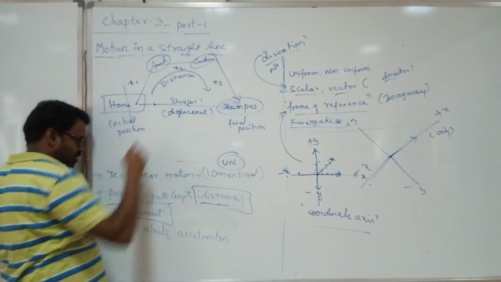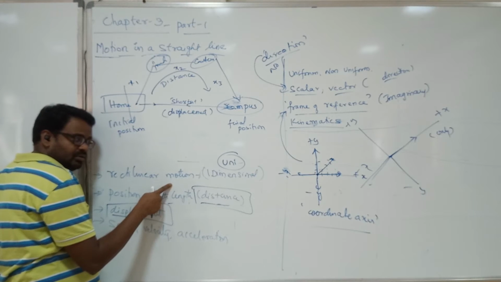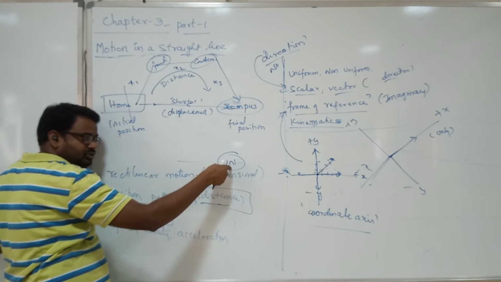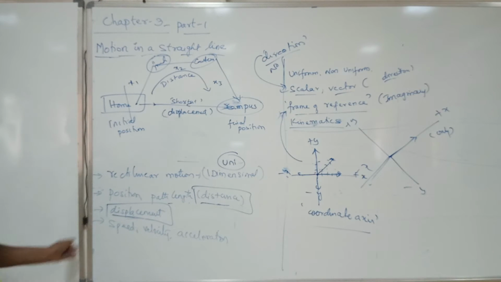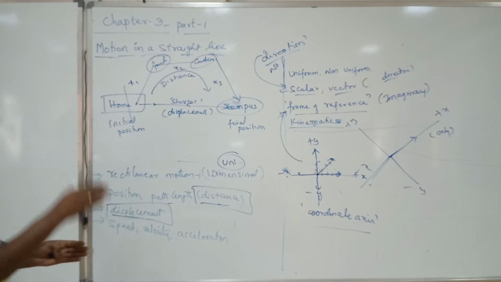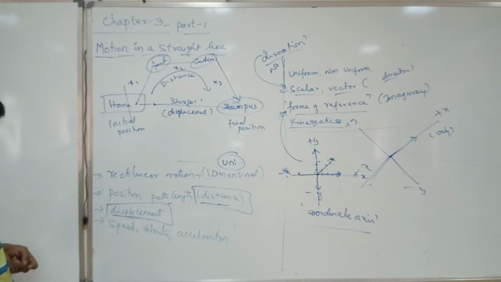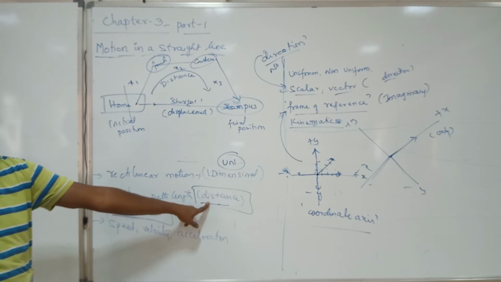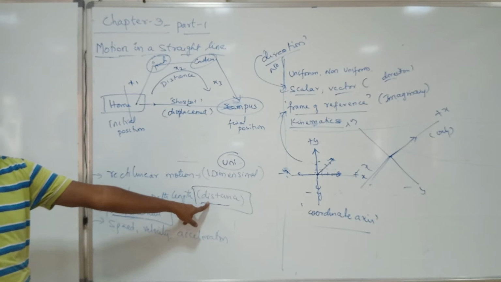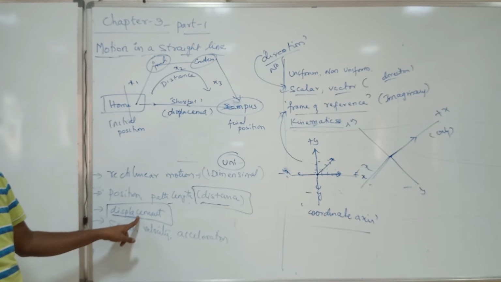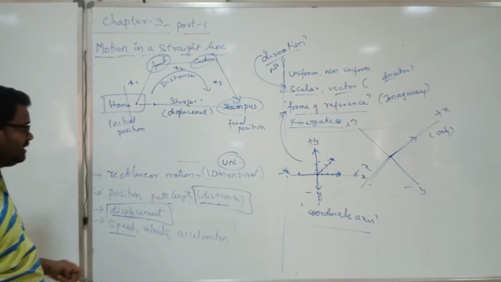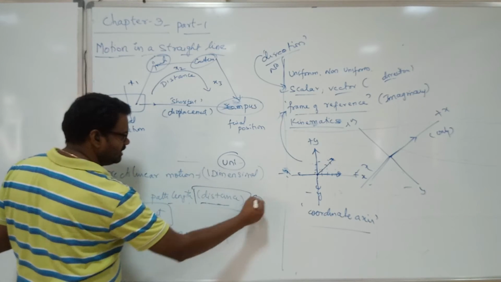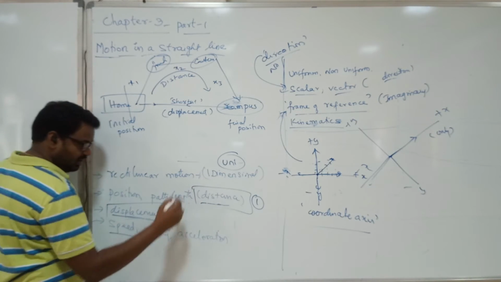Straight line, rectilinear, unidirectional or one dimensional, the meaning is the object is moving from one position to the other along a straight line path. This is a scalar quantity, this is a vector quantity. Now let's get back to the next important thing. The first important term you should know for the definitions part is distance.